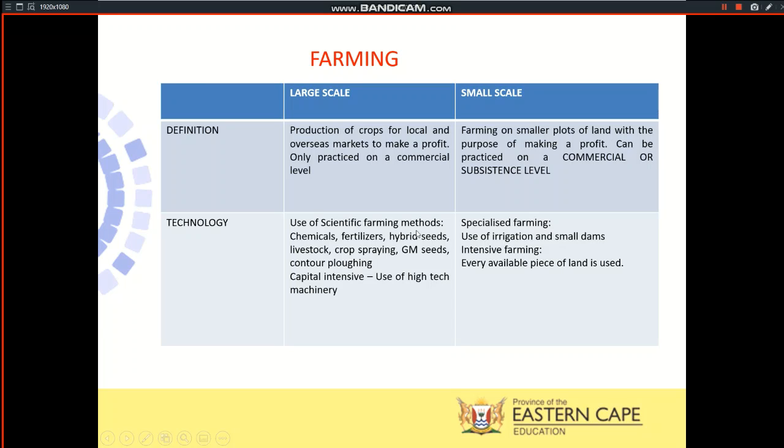So what we've basically discussed here, people, is that when we look at commercial farming, the main aim is to make a profit, and it's usually practiced on a large scale. And that is why we looked at this specific column over here, large scale. This is what commercial farming is all about. Subsistence farming is usually small scale, and this is basically what it entails.